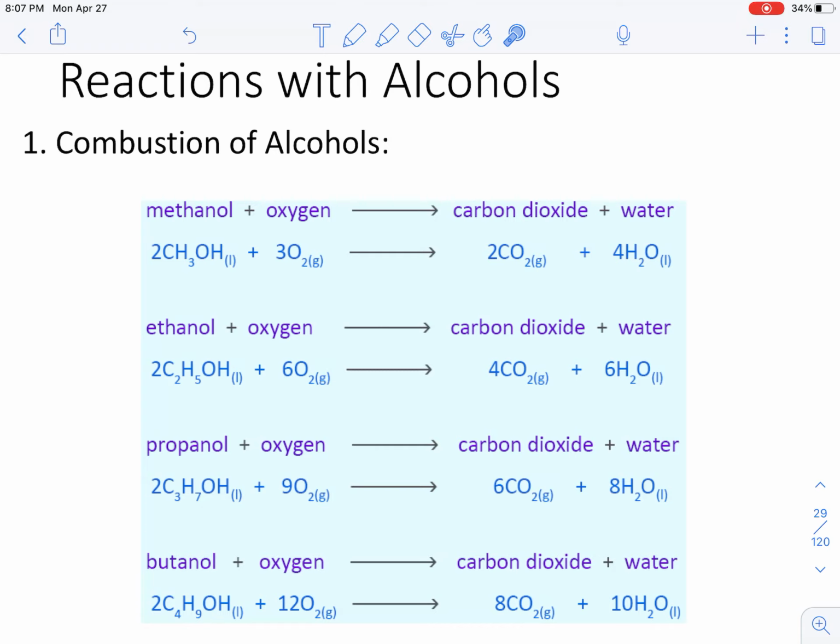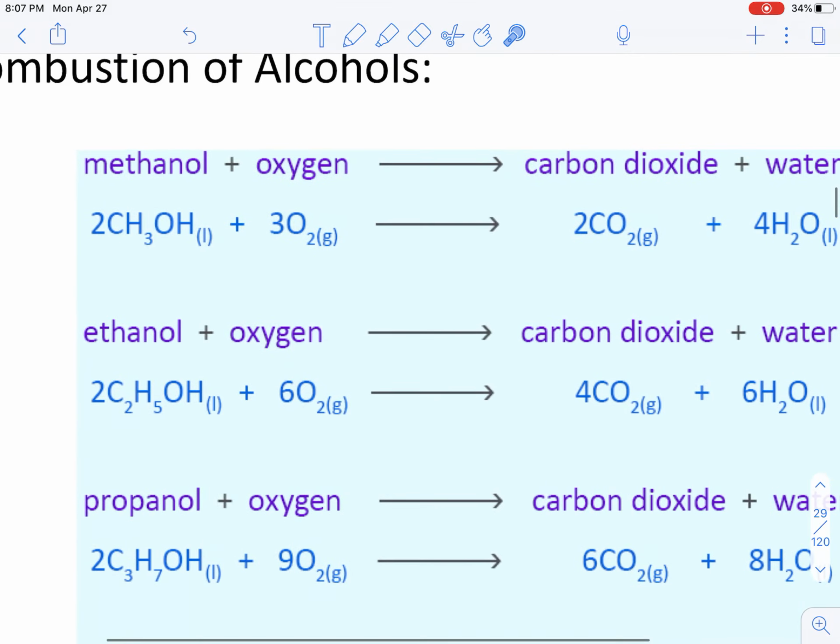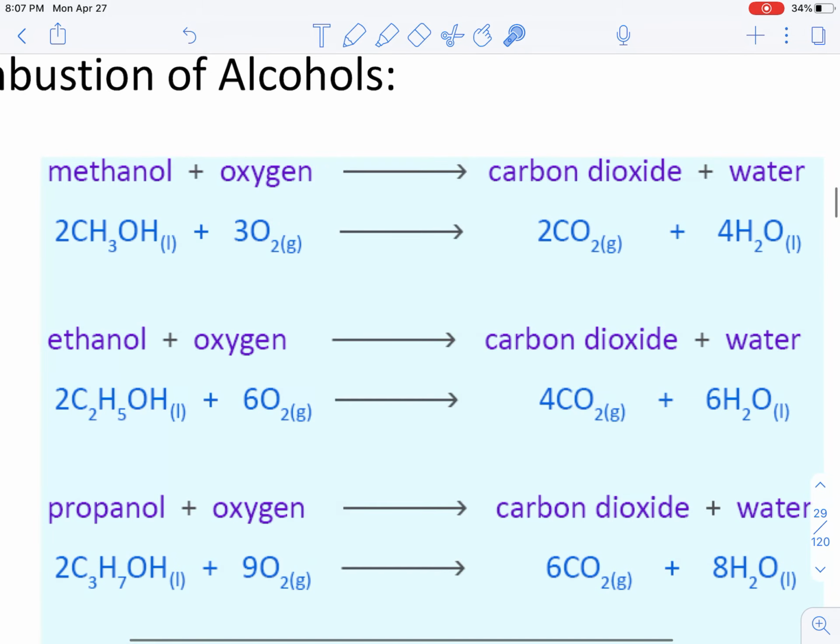So the first reaction that we're going to look at is a combustion reaction of alcohols. We've discussed combustion reactions before when we were going over types of chemical reactions in inorganic chemistry. A combustion reaction, if you recall, involves two reactants, oxygen gas and a hydrocarbon. Typically, the hydrocarbons we looked at in the first half of this semester were just carbon and hydrogen.